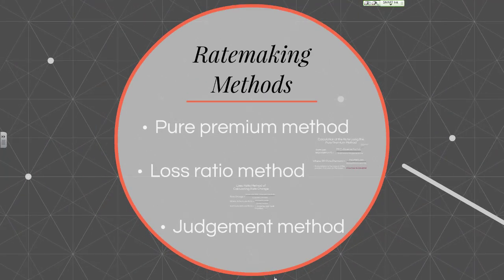The last rate-making method is the judgment method. This is the oldest method, but the least often used. This is basically used only when there's not enough data to support other methods. It requires the experience of a seasoned actuary or underwriter to make a determination about the appropriate rate for a risk that is usually unique. Again, where there's not enough data to support another method. So this is common in aviation, ocean marine, and other non-standard insurance lines of business.